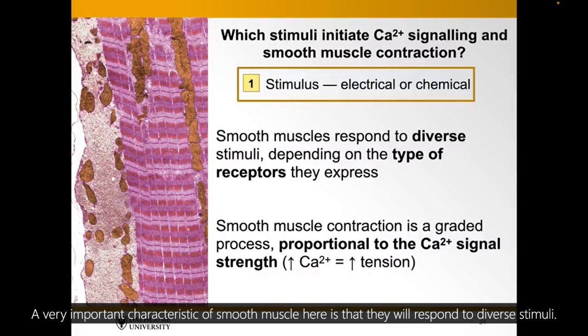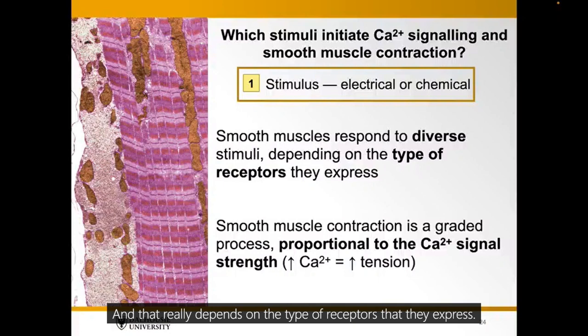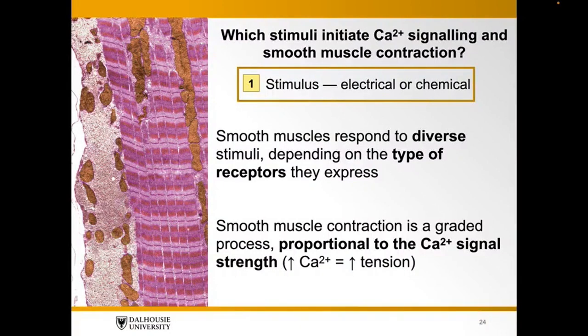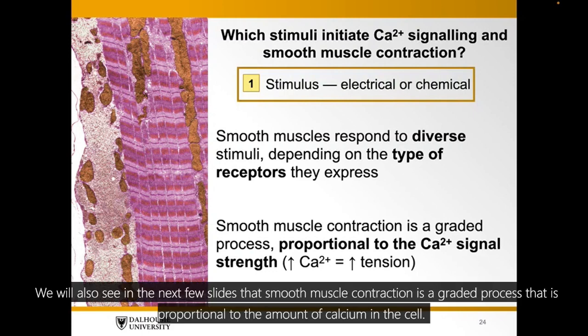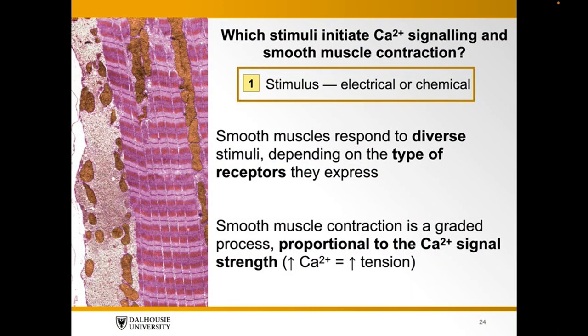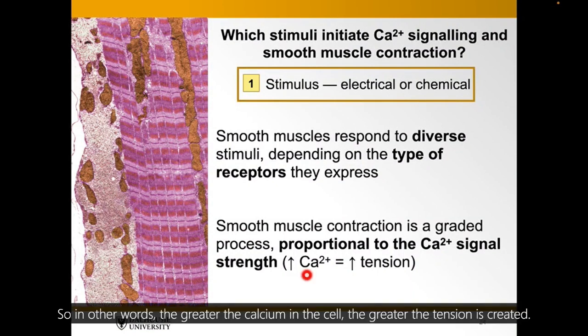A very important characteristic of smooth muscle here is that they will respond to diverse stimuli. And that really depends on the type of receptors that they express. If they have voltage-gated receptors, they will respond to electrical stimuli. If they have ligand-gated receptors, they will respond to chemical signals. We will also see in the next few slides that smooth muscle contraction is a graded process that is proportional to the amount of calcium in the cell. So in other words, the greater the calcium in the cell, the greater the tension is created.